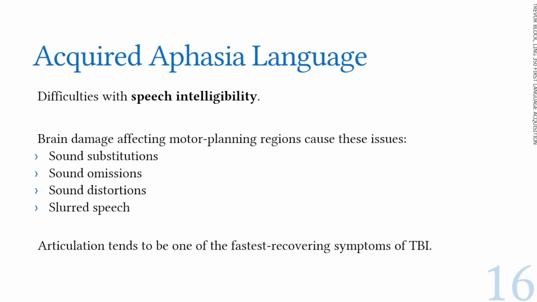Okay. In terms of production too, that was mostly on understanding and producing sentences and words. But let's talk about the actual intelligibility. Okay. You're only going to experience speech intelligibility issues if your traumatic brain injury is targeting like the motor areas of the brain. And from there, you can get the sound substitutions, omissions, distortions, slurred speech. In other words, just any type of speech error you could think of is something that could happen. But the production of sounds is one of the fastest recovering symptoms of TBI. So the brain tends to repair this production pretty fast, much faster than the other areas where you might not be able to retrieve words or produce complex sentences.